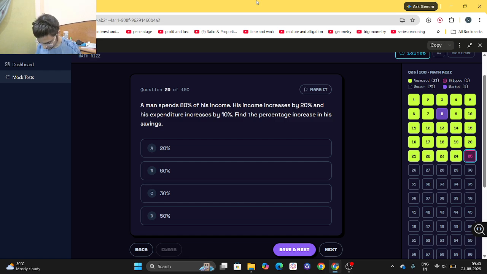Hold on, no. Income is 100. He spends 80%, so expenditure is 80, and savings is 20. Income increases by 20%, so new income will be 120. Expenditure increases by 10%, so new expenditure will be 88. So new saving will be 32. Percentage increase is 12 by 20 into 100, which is 60%.